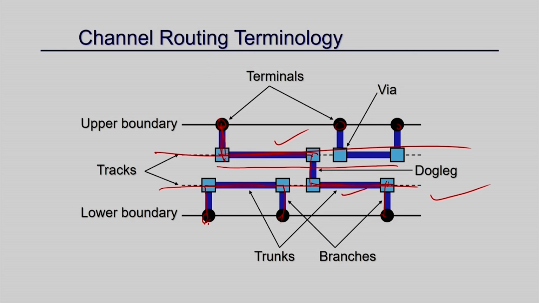These are the kinds of terminology you should be aware of: in a channel the pin configuration is given, and the connections I have to make are also given, and you try to put all these connections in a minimum number of tracks. Sometimes you make the whole connection in one track, or you have to split it, which is called a dogleg.